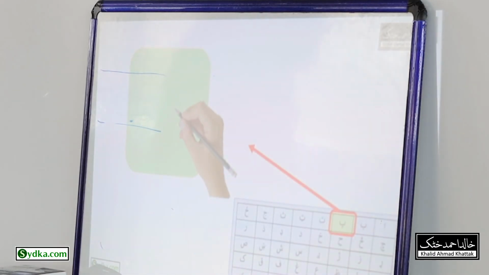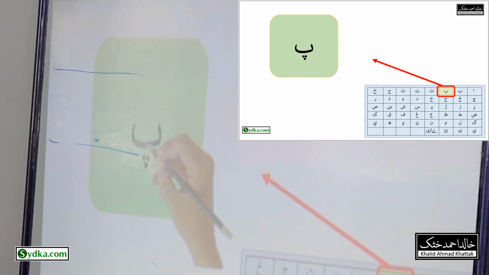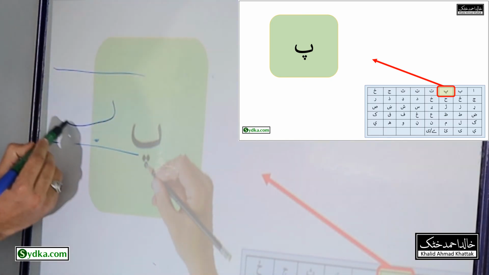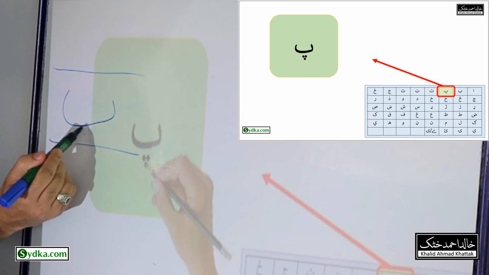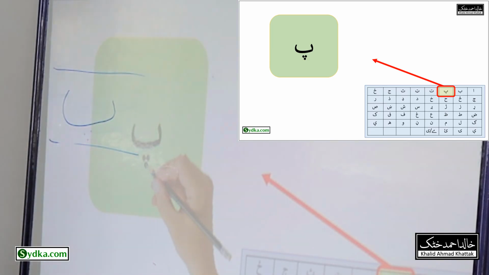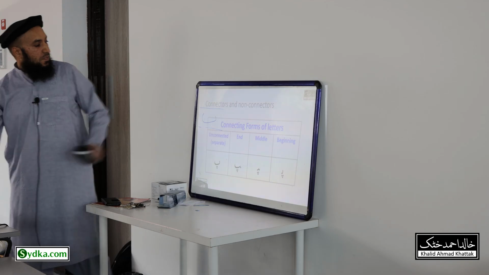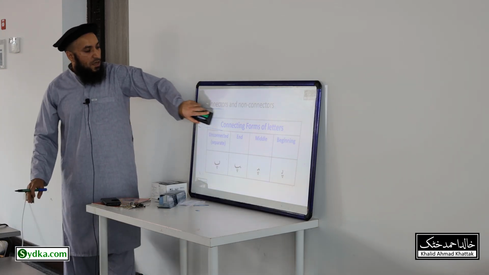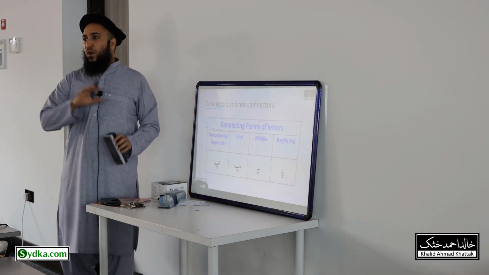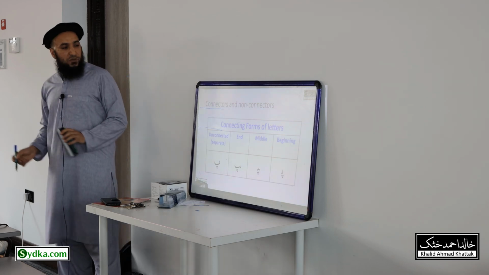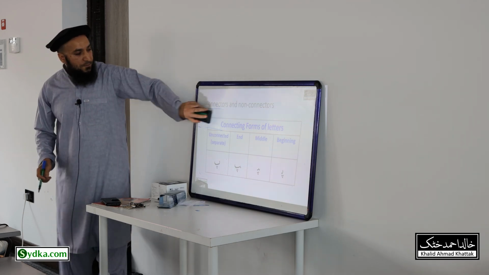Next one, pay. Start from there, go to the end, and three dots underneath. Okay? Start from here, here, 1, 2, 3, pay. We don't have this in Arabic. Okay. And you don't need to write it, because once it's done, then I will upload it on the website. You can download the slides, okay?